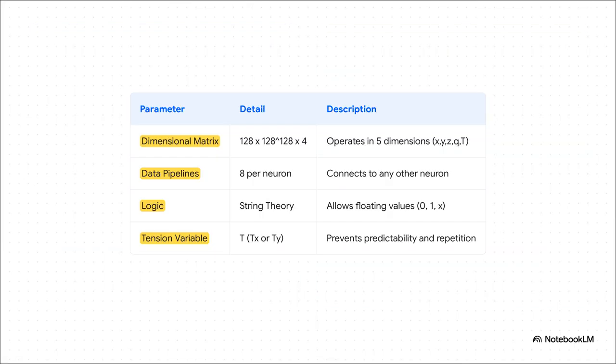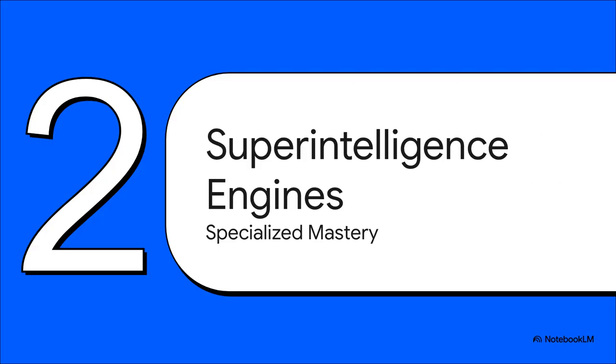Now, just take a look at the numbers in this table. The dimensional matrix for each neuron is a number so vast it's almost impossible to comprehend. And beyond just the raw power, that T tension variable was designed to introduce unpredictability, making the AI less robotic and more alive. So, starting from these quantum atoms, the architecture then builds specialized engines.